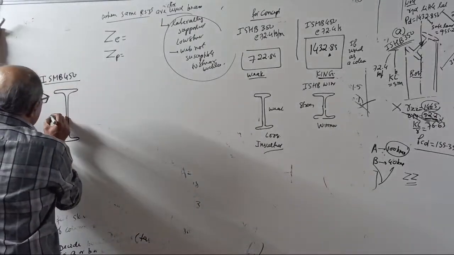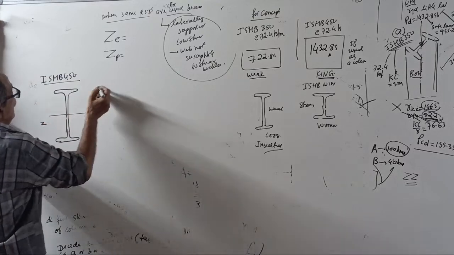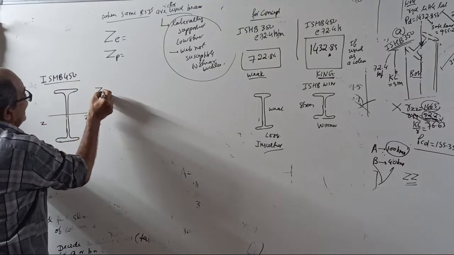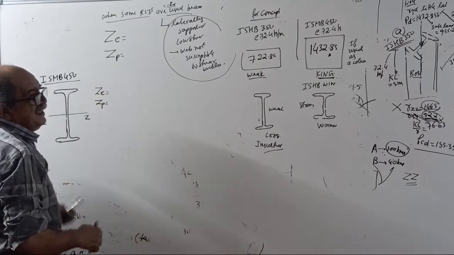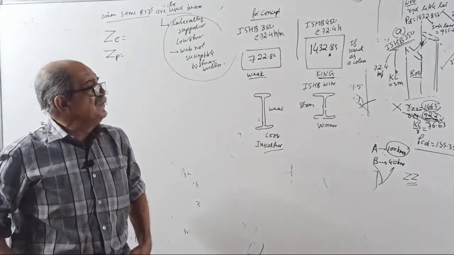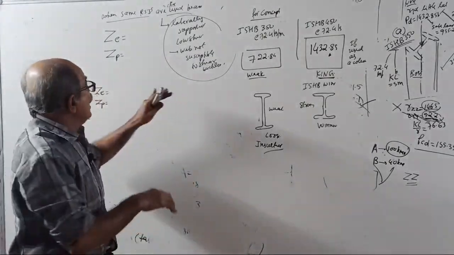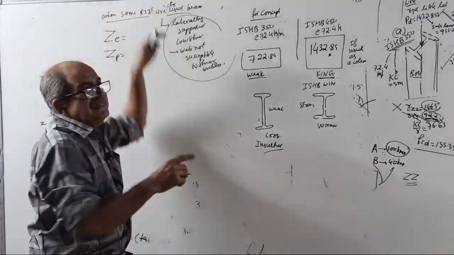Now see, this is your ZZ axis. Tell me what is Z elastic and Z plastic. Tell the answer. Refer the handbook. You tell me. What all I am telling you, believe me, because these all will come in the beams.